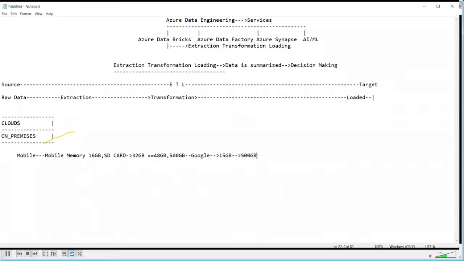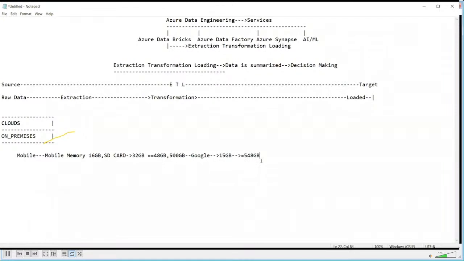Now, guys, I bought it. Everything is done. Totally, how much memory do I have now? 548 GB. That means 48 GB on my mobile phone and 500 GB on my Google Drive.